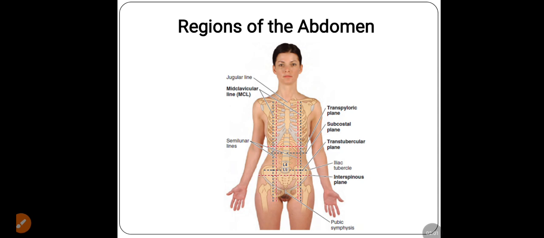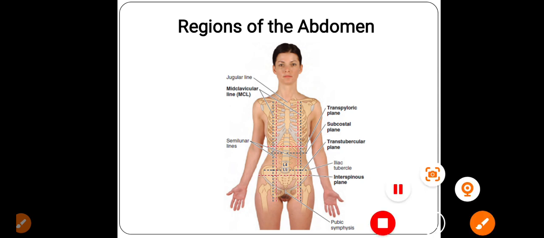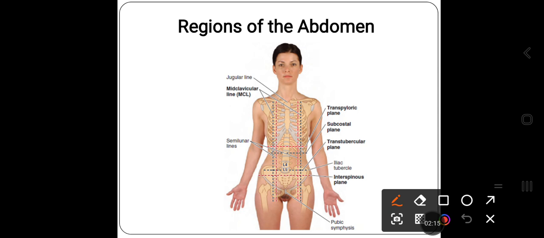The abdomen is divided into 9 regions by 2 vertical planes and 2 transverse planes. The 2 vertical planes include the mid-clavicular lines, which pass through the middle of the clavicle. Here, the 2 mid-clavicular lines.